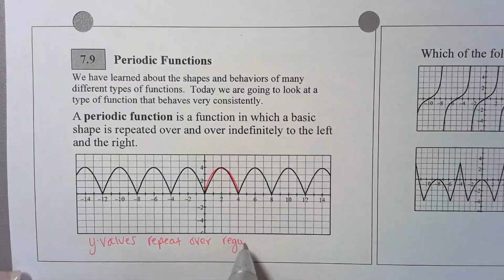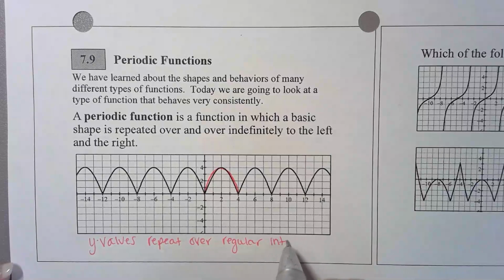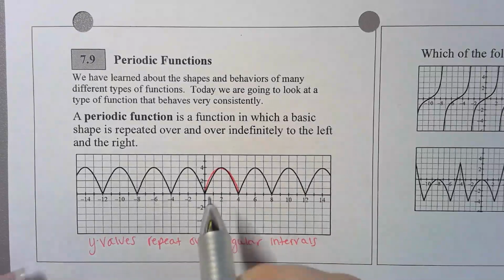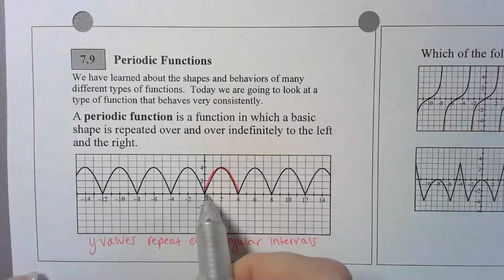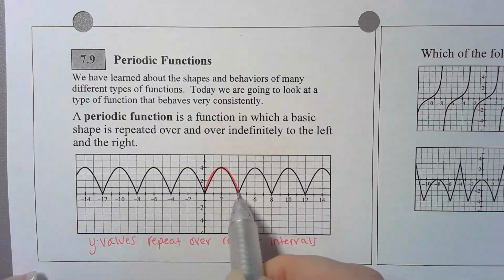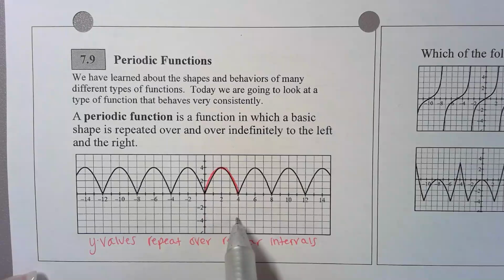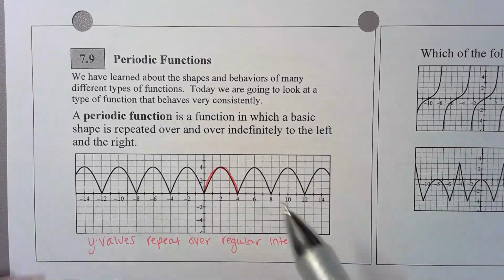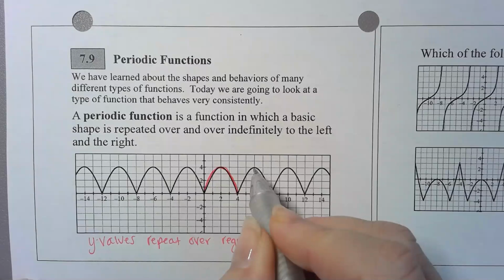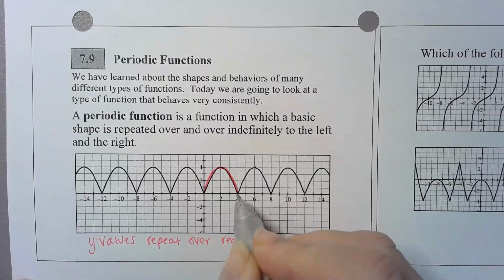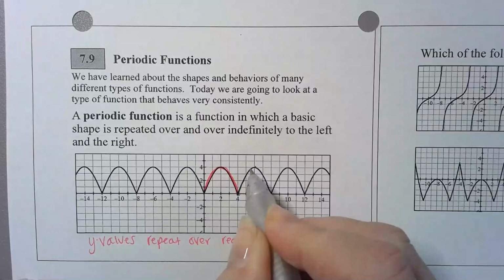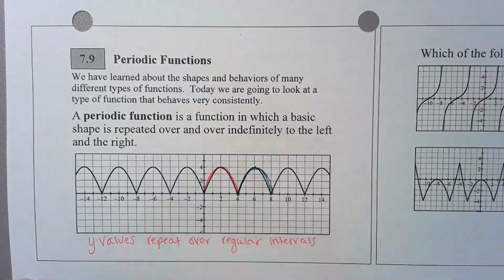over regular or consistent intervals, right? So this graph right here goes from 0 up to 4, back to 0, and it takes 4 units to do that. Does that same thing again, 0 up to 4, down to 0, and it takes 4 units to do that. And it just keeps repeating over and over again.